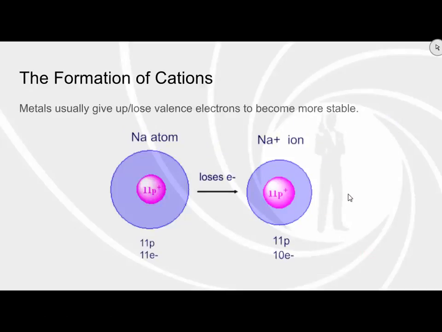So how do cations form? Metals are usually going to give up or lose those valence electrons, the electrons in the outermost energy level, to become stable. Sodium is in the first column, so it's usually going to give up 1 electron, and it becomes positive. It has 11 protons, still sodium, except now it's lost an electron, so it has 10 electrons instead of 11.